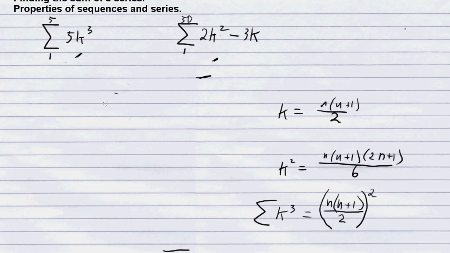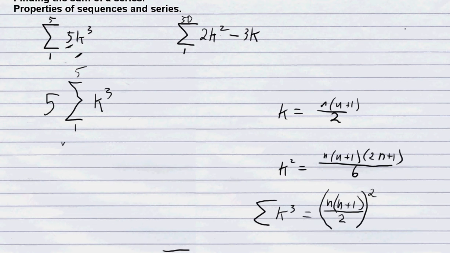There we go. It's a little neater. Okay, so first off, we see that this is a constant on the inside, so I'm going to factor that to the outside, make it 5 out there. It's the sum of k cubed, and we see that that's from 1 to 5, so we use this formula here to find the sum of k cubed.